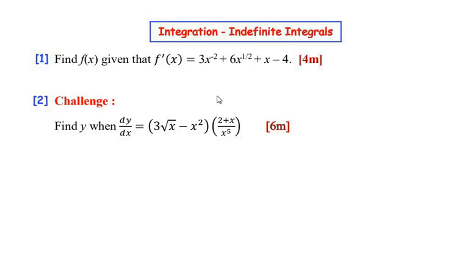In this video, we are going to solve two questions from A-level pure mathematics exam style questions on integration topic, in particular indefinite integrals. So let us start with the first question now.